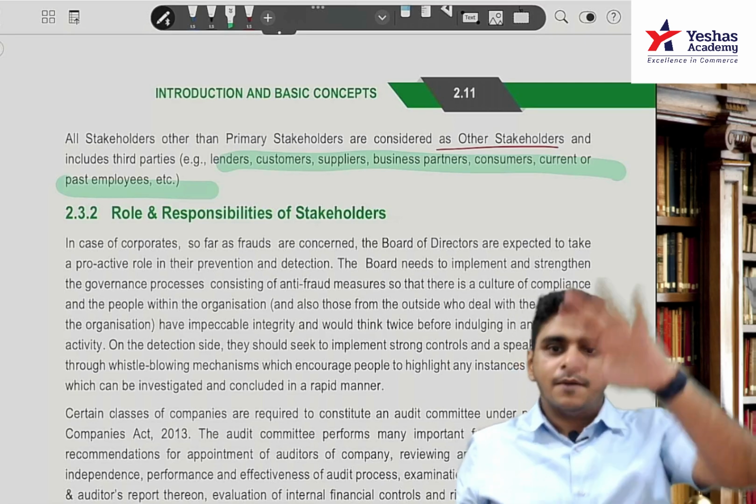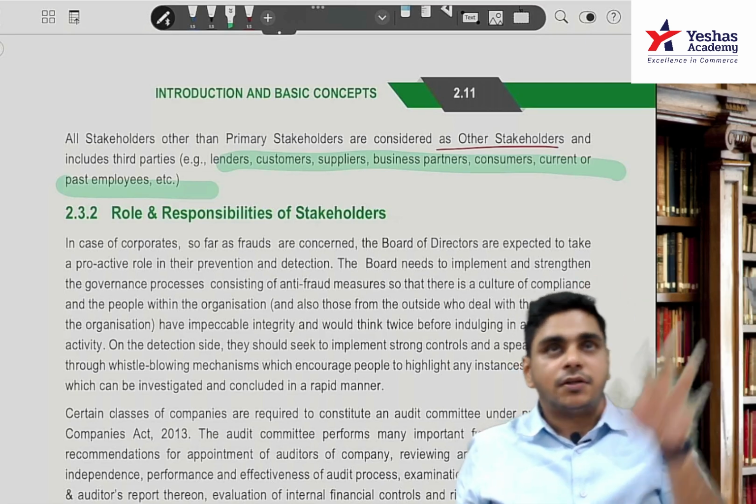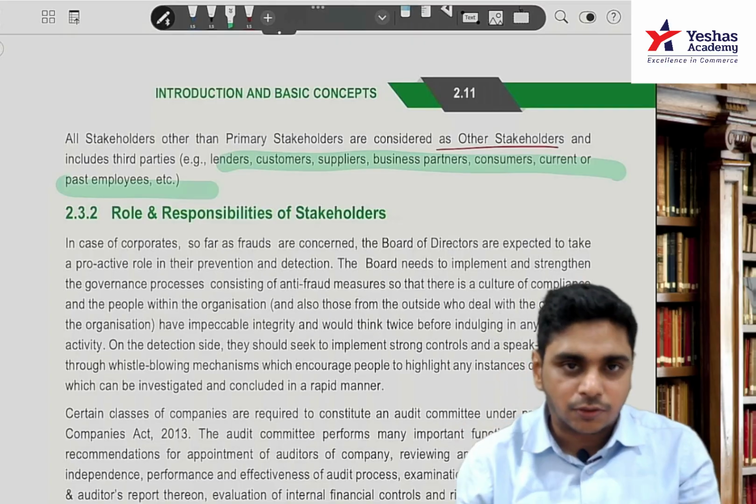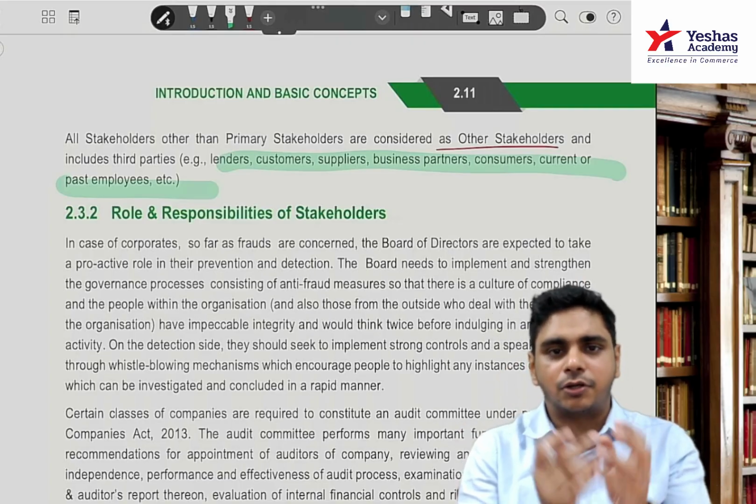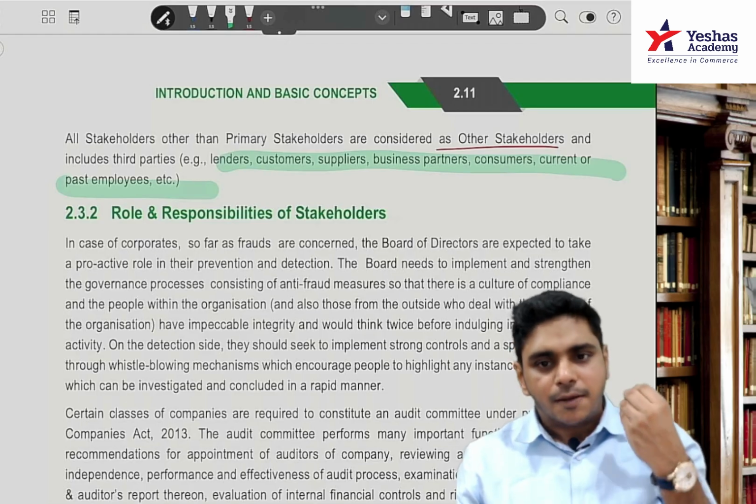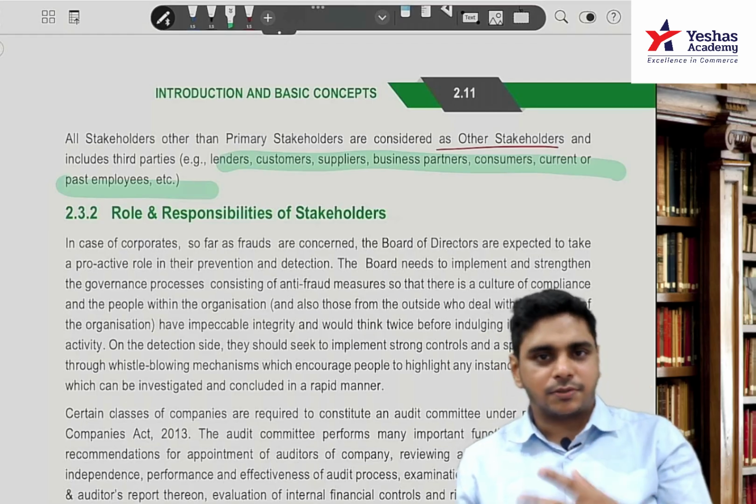Primary is basically the client who is appointing you. Other stakeholders are basically the people who are related to the entity. It could be government, customers, suppliers, past employees, current employees, past customers. Okay, all those people.